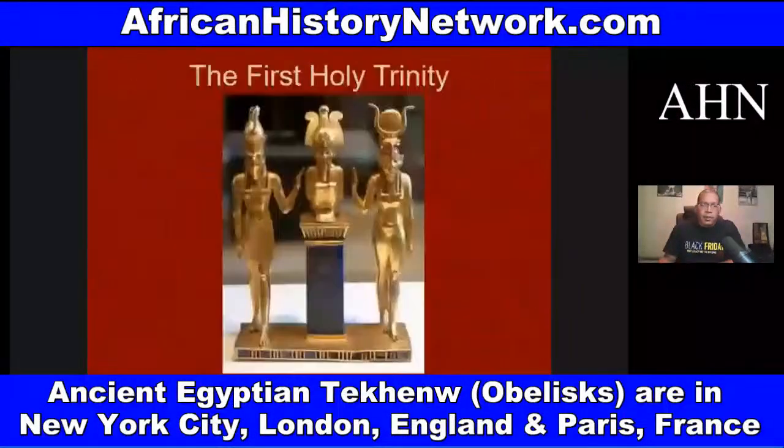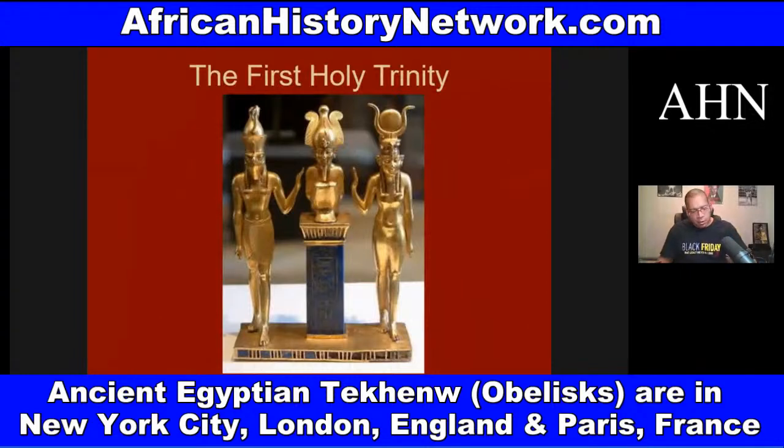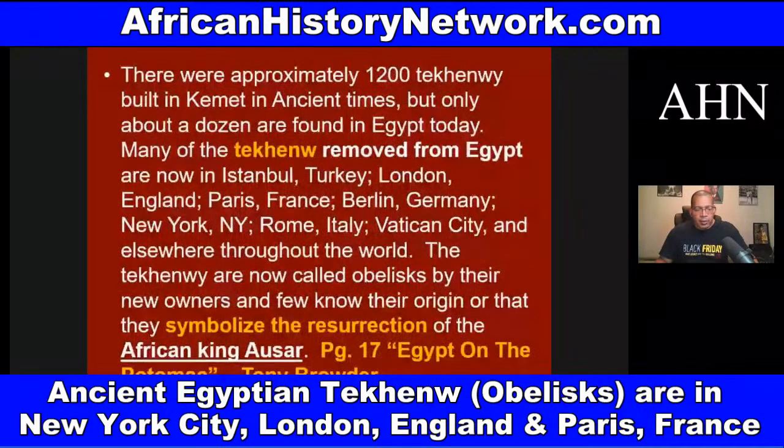So here is a famous statue of Asar, Aset, and Heru, who the Greeks called Osiris, Isis, and Horus. They're known as the First Holy Trinity. The Tekhen comes from the story of Asar being cut up into 14 pieces by his brother Set, and Aset, his wife, recovers 13 of the pieces. The 14th piece is missing, the phallus. So she erects the Tekhen, which is a symbol of the missing phallus, but it's a symbol of resurrection.